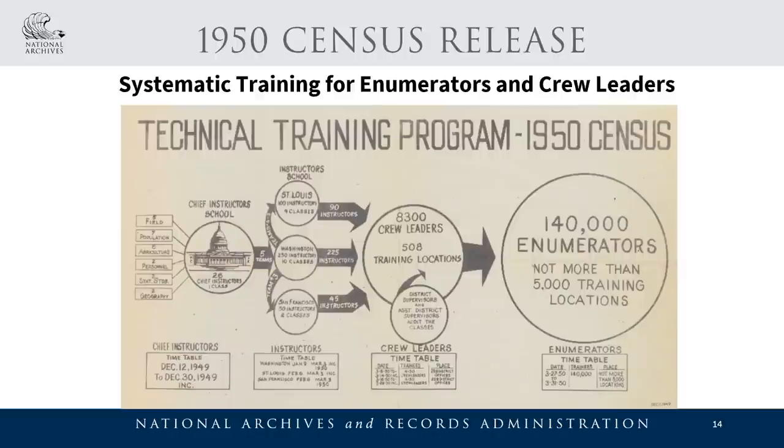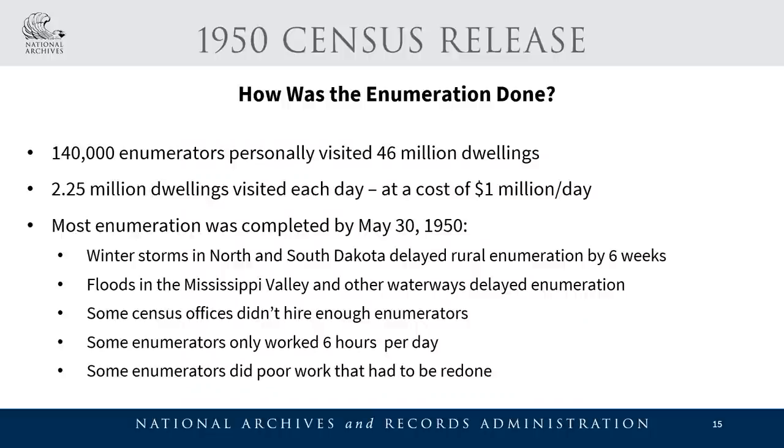The crew leaders then trained the enumerators who worked under them during the last 5 days of March 1950, just before the census began. The enumeration was accomplished by about 140,000 enumerators personally visiting some 46 million dwellings across the United States. It cost about $1 million a day, and about 2.25 million dwellings were visited each day.